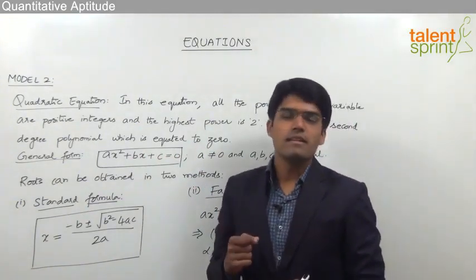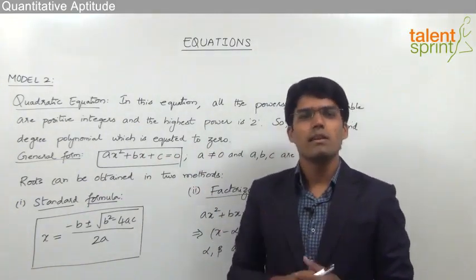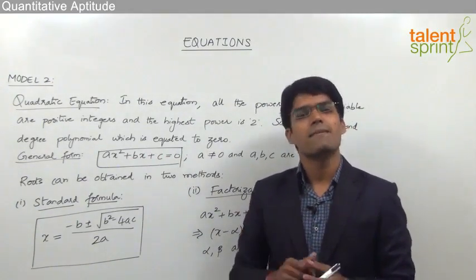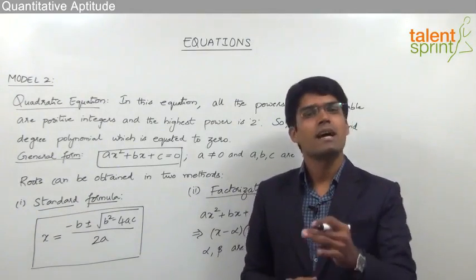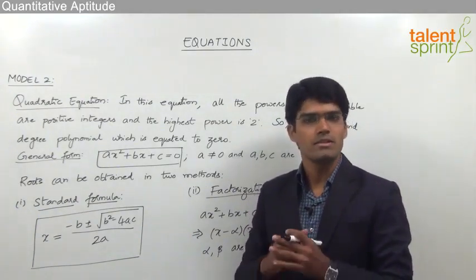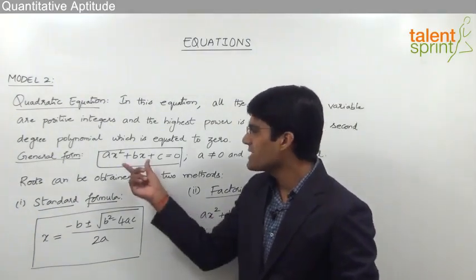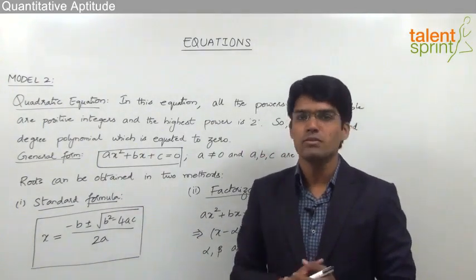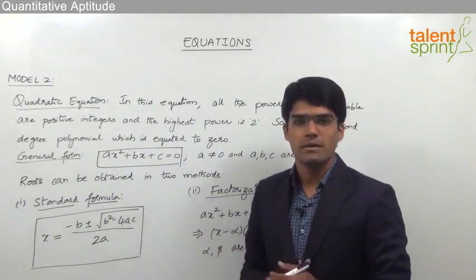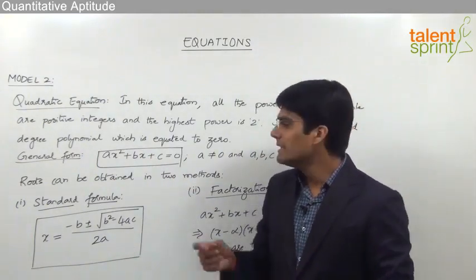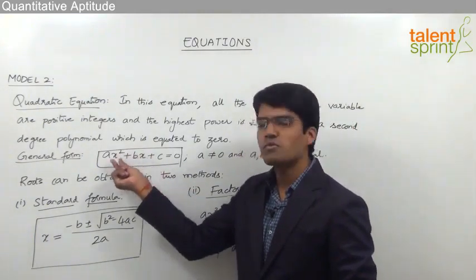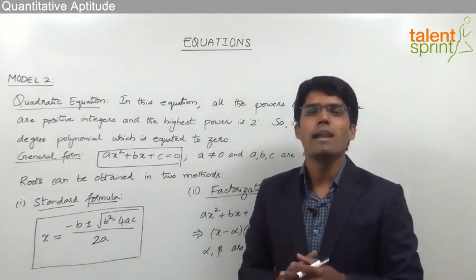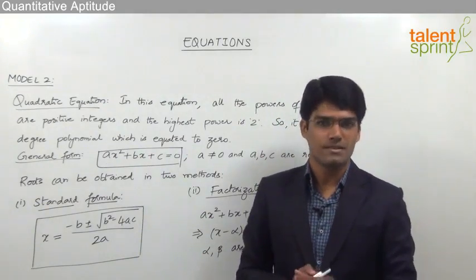Now, in case of a linear equation, we have seen that there is only one value of the variable which satisfies the given equation. Why? Because the highest power of x in a linear equation is 1. But since the highest power of x in a quadratic equation is 2, there will always be two values of the variable which satisfy the given equation. That means in this equation we will have two different values for x which satisfy the given equation. And these two values are called the roots of the equation.